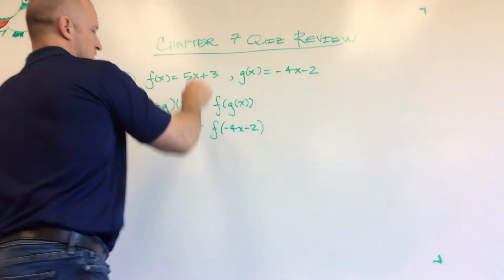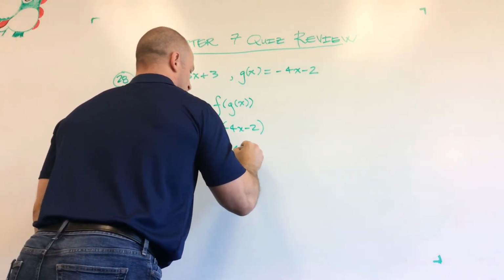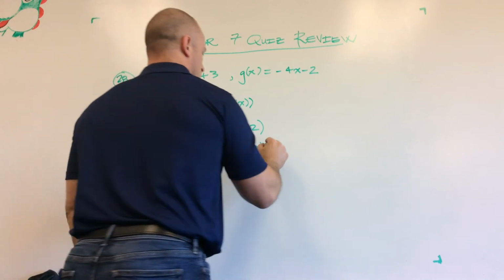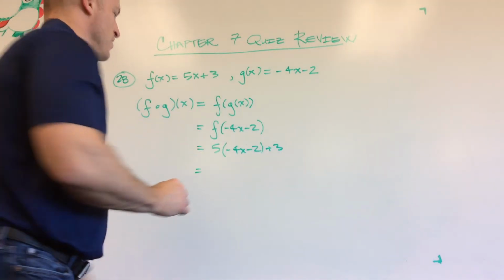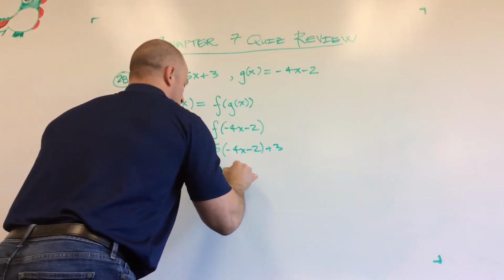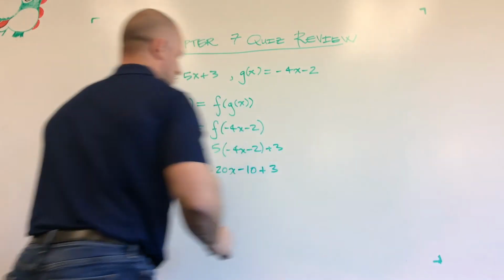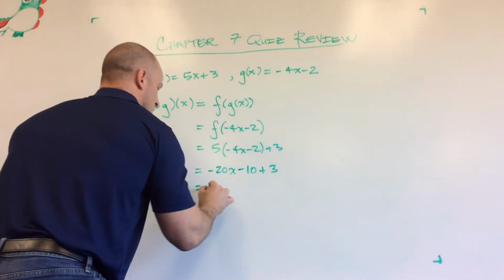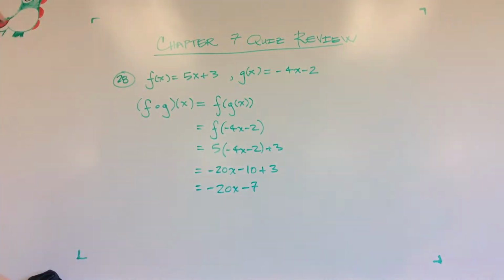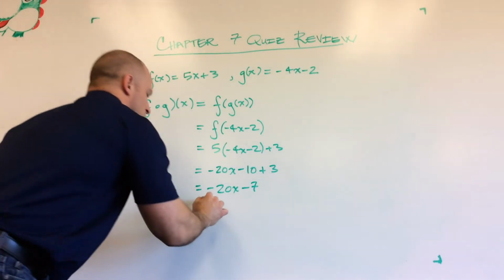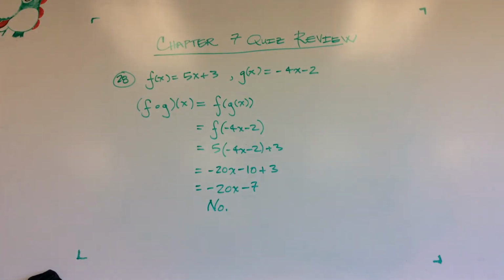F is 5x plus 3, so we're going to have 5 times this new input, negative 4x minus 2, plus 3. We continue to simplify. We distribute the 5. We're going to get negative 20x minus 10 plus 3. Combine like terms, negative 20x minus 7. Clearly that is not equal to x, so no, these two functions are not inverses of one another.